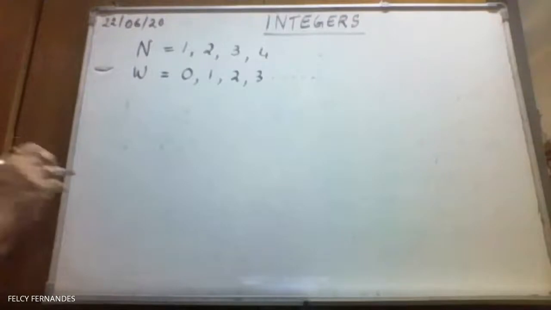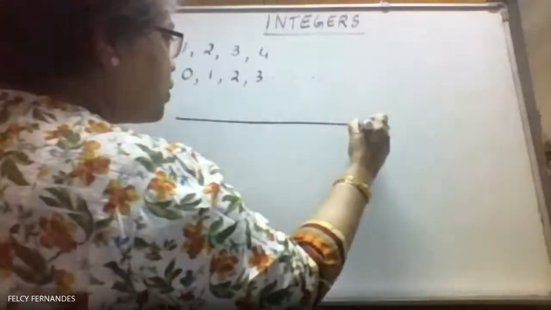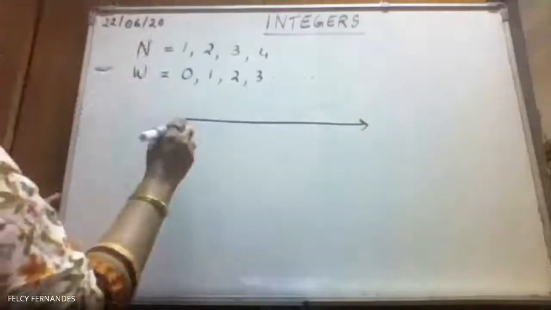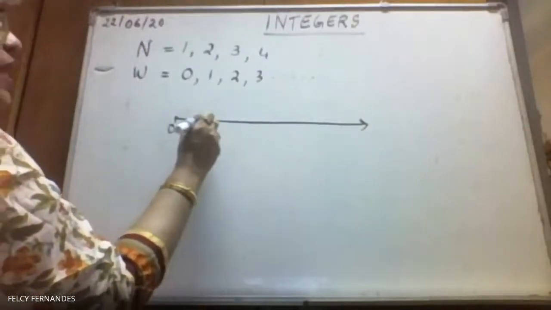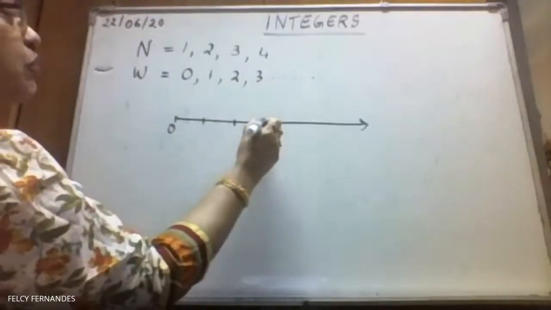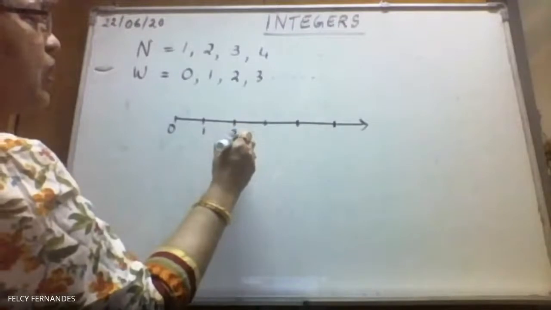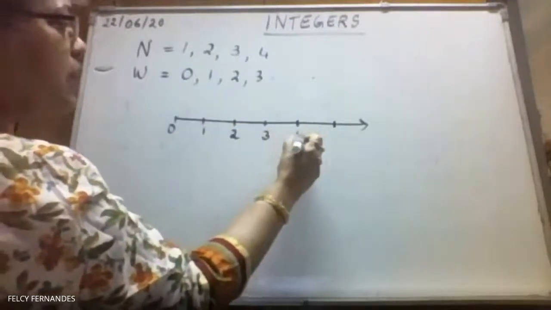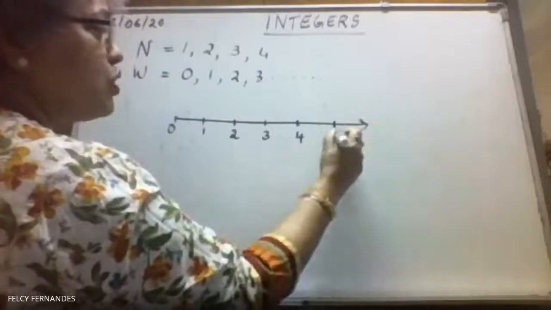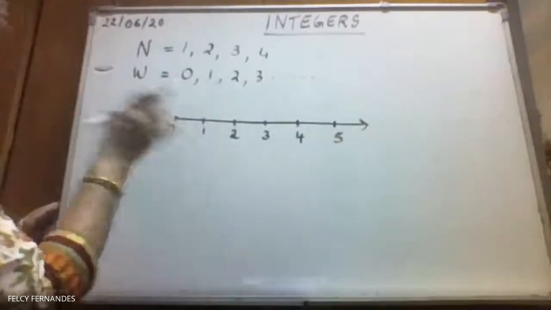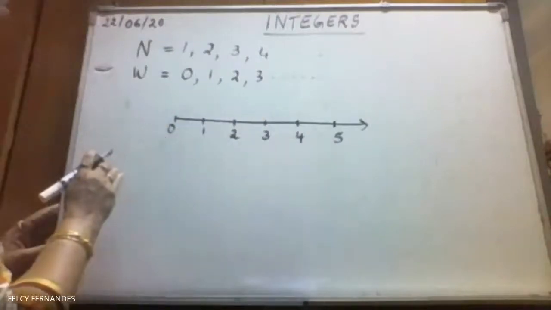Now, suppose you have a number line. I will just draw a number line. In this number line, if you have 0 here, and we continue with 1, 2, 3, 4. Now, this is a number line of whole numbers. It goes on. That's why the arrow is here. You should write that arrow. This is called the number line for whole numbers.